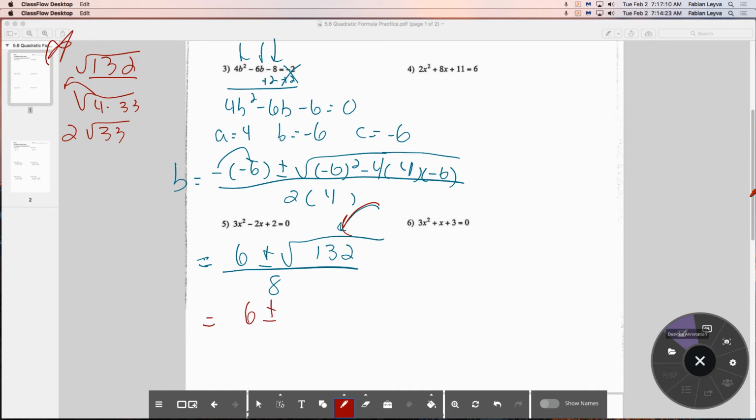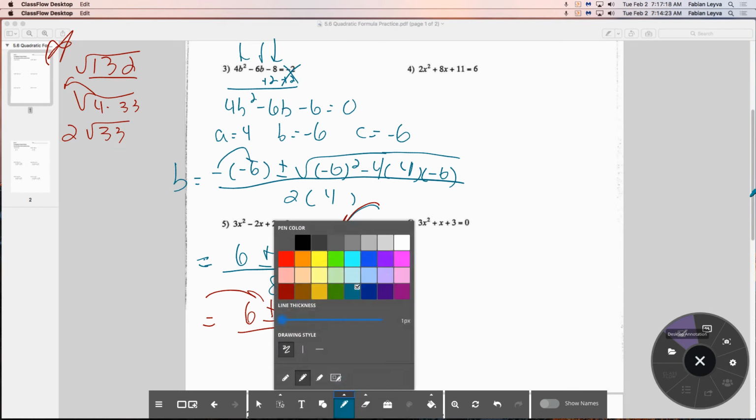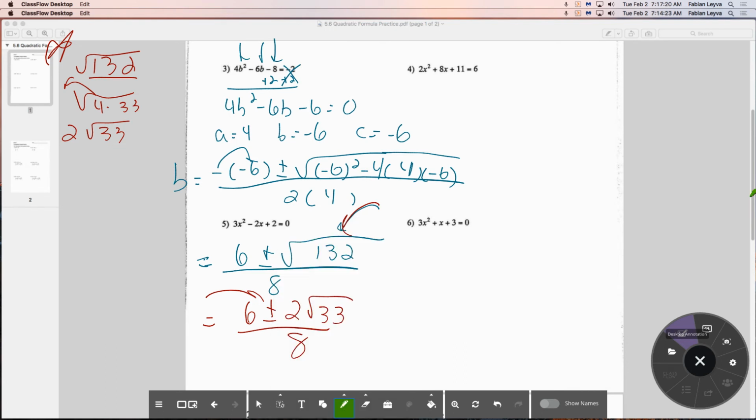6 plus or minus 2 times the square root of 33 all over 8. Remember, you have 2 equations that you have to show me. I'm going to change colors so that way you can see me. I end up with 6 plus 2 square root of 33 all over 8. Let me repeat that because I think I said it wrong. 6 plus 2 times the square root of 33 divided by 8. And 6 minus 2 square root of 33 all divided by 8.